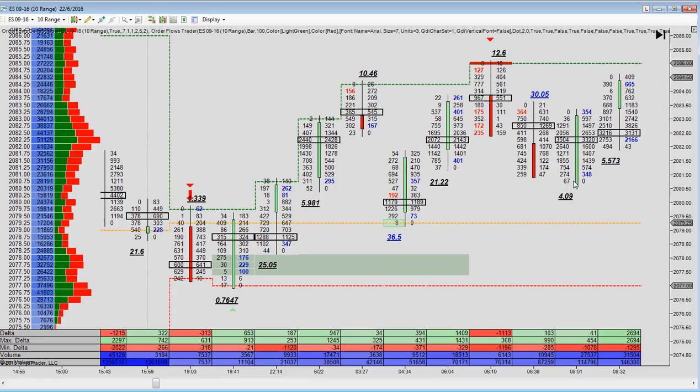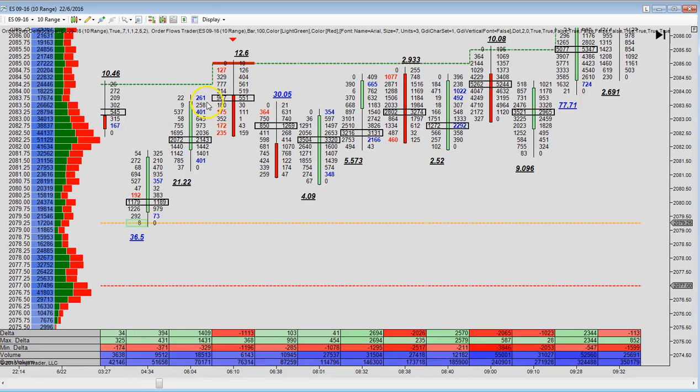Now this is what, the 23rd? This is the Asian session. Again, this is now the morning session here. I had my computer turned off, that's why I'm missing some data.